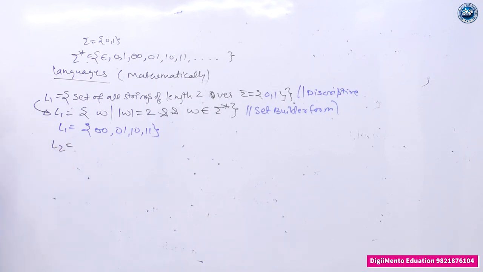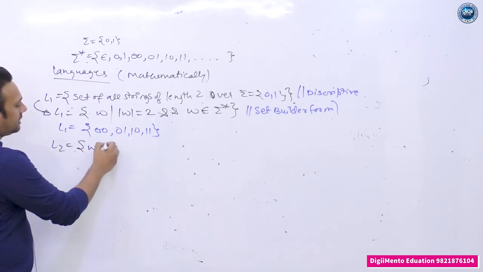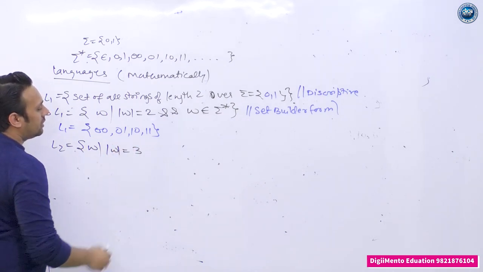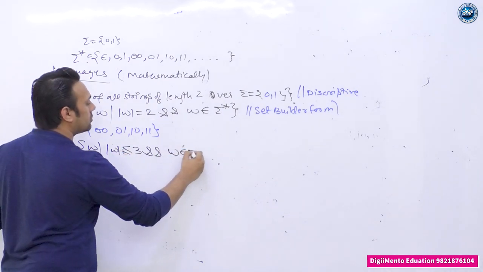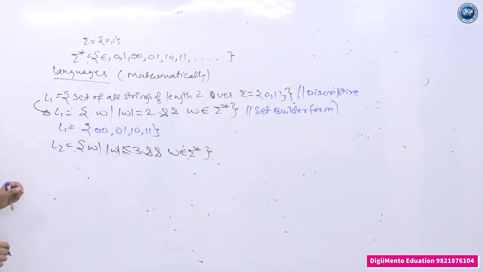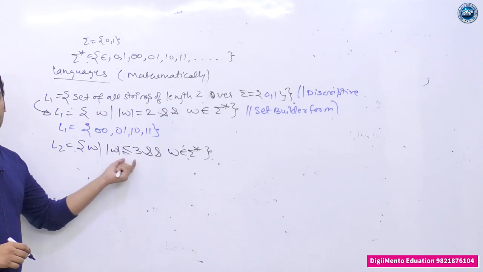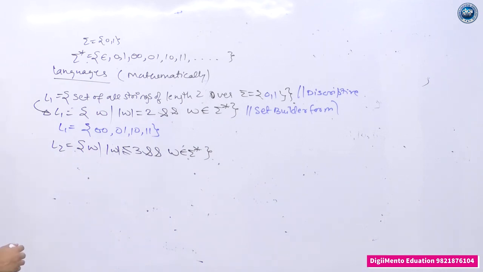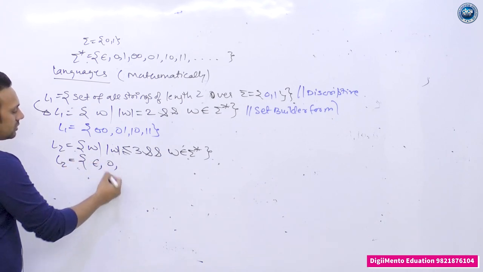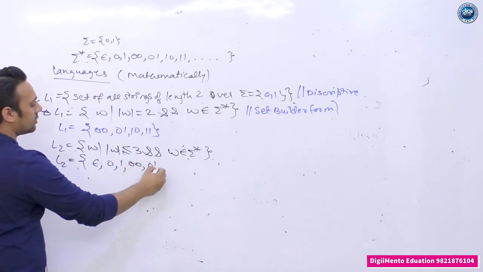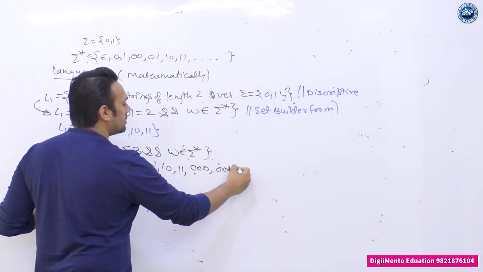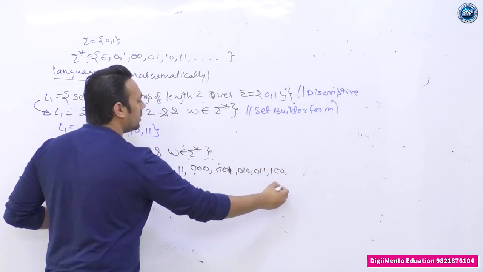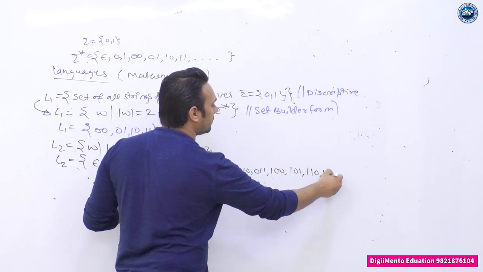In the same way, I can say w such that length of w is less than or equal to 3 and w belongs to sigma star. So yani ki wo sabhi strings, every possible string whose length is less than or equal to 3 are present in this language. So for this language L2, what are the strings that are possible? The strings can be epsilon, 0, 1, 00, 01, 10, 11, 000, 001, 010, 011, 100, 101, 110, and 111.